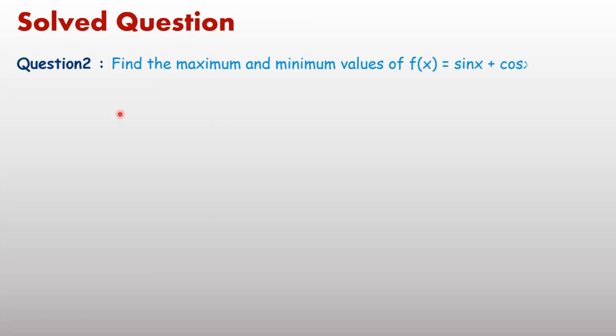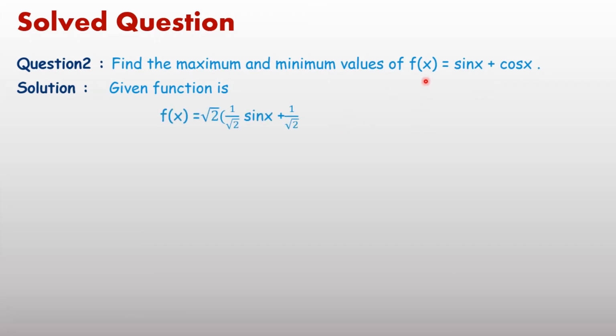Next, question number 2. Find the maximum and minimum value of f(x) = sin x + cos x. Here, maximum and minimum value we can find using the first derivative test. For that, we have to write f(x), and after that, find the derivative, and for the critical point, first derivative equal to 0, find the value of x, and after that you can solve it. Here I am going to solve without using the derivative.